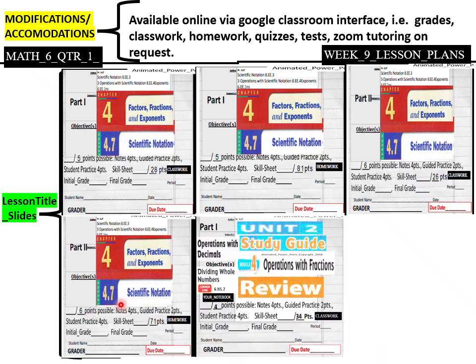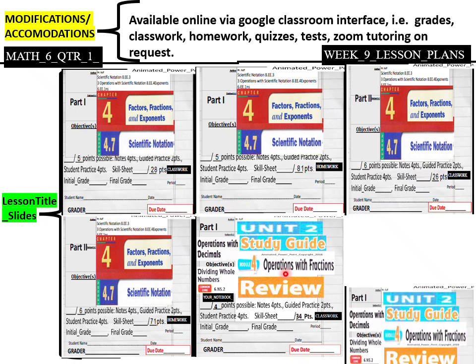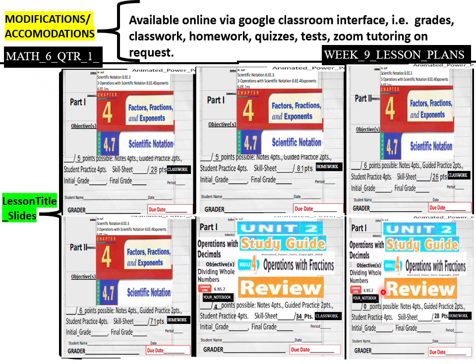And then after 4.7, we go into a review here. Unit 2 study guide, mod 4 review. And then the classwork for that is 34 points. And then your notebook is 4 points for Unit 2 classwork, Part 1, operations with decimals. So we start preparing here for your final. And then dividing whole numbers as well. 6.NS.2 is that standard for the review. And then we've got review homework, 28 points for the Unit 2 study guide homework.